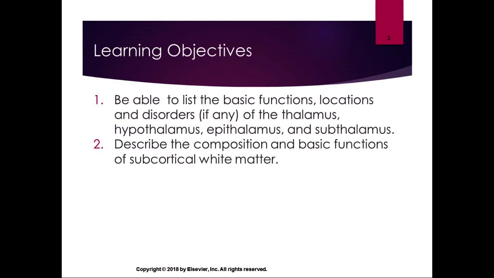So I also want you to be able to generally describe the composition and basic functions of subcortical white matter. So as we know, white matter is white because it's heavily myelinated, and things in the brain that are heavily myelinated are axons, and axons are carrying information from one place to another. So really that's pretty basic description of subcortical white matter, but we'll talk about it in a little bit more detail.